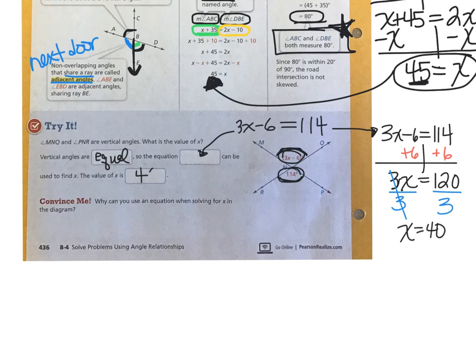So the value of x is 40. What we also know is that the angle labeled MNQ also has to be 114 degrees because those two angles are the same, but the value of x is just 40. The angle itself is 114 degrees.